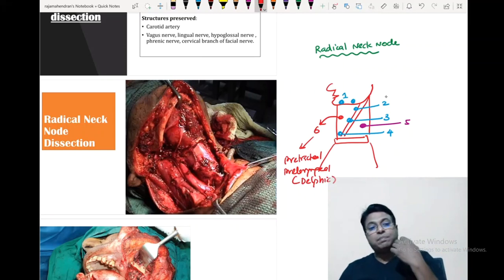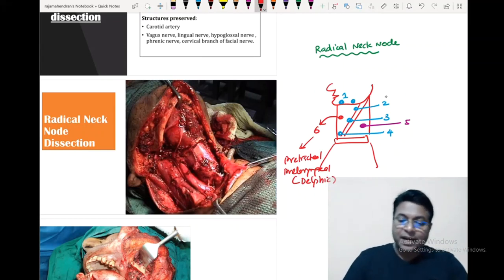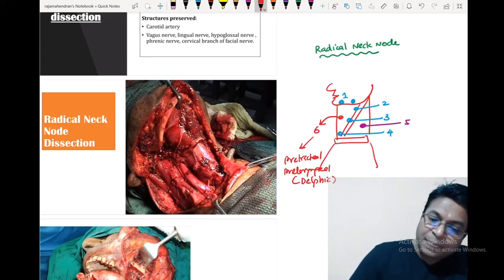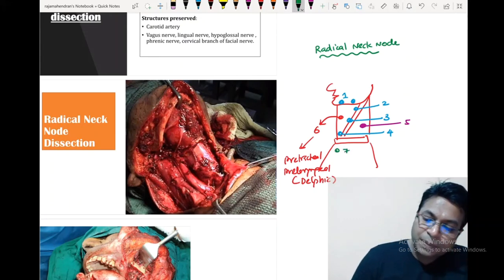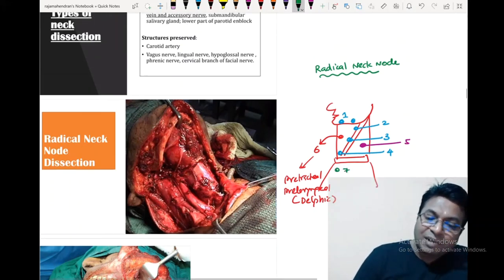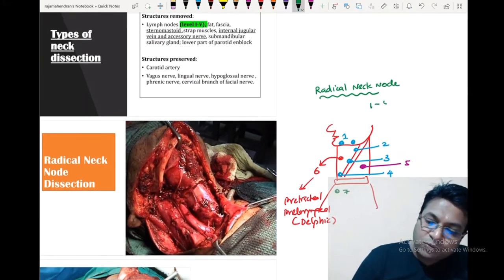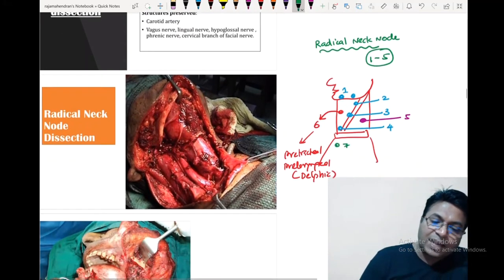So 6 is known as pre-tracheal and pre-laryngeal nodes. It is Delphian nodes. And 7 is upper mediastinal nodes. In a radical neck node dissection, I will be removing the nodes from 1 to 5. See in the picture, I have removed level 1.